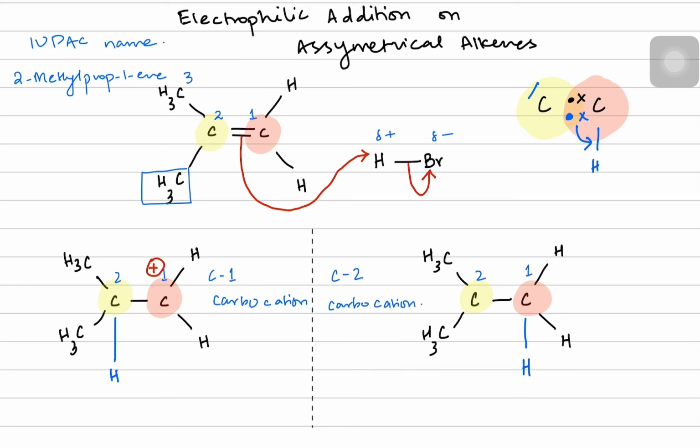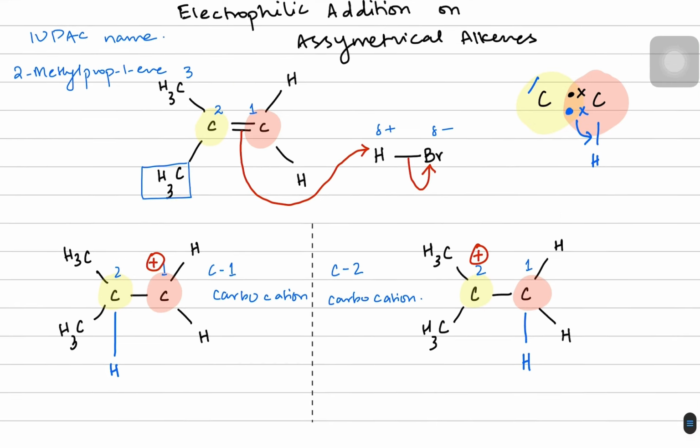Now you should ask yourself, let's put the positive on carbon 2. Now you should ask yourself, which one is more stable? Here we should consider the side chains. Carbon number 2 has two methyls and carbon number 1 has no methyls, only small hydrogens. The methyl groups or alkyl groups have their own hydrogens, have their own bonds. So at least they can share some electron density towards the carbocation.